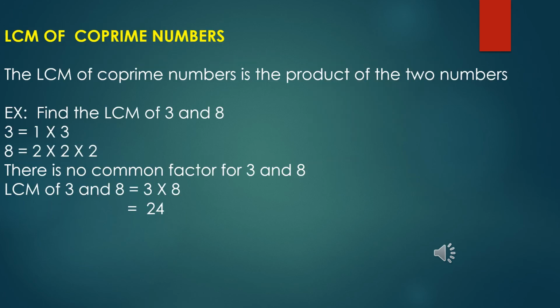Next we can study coprime numbers. What is meant by coprime numbers? If two numbers have no common factors, they are called coprime numbers. The LCM of coprime numbers is the product of the two numbers. For example, find the LCM of 3 and 8. The factors of 3 are 1 and 3 only because 3 is a prime number. And the factors of 8 are 2 × 2 × 2. There is no common factor for 3 and 8. LCM of 3 and 8 is equal to 3 × 8, which is 24.